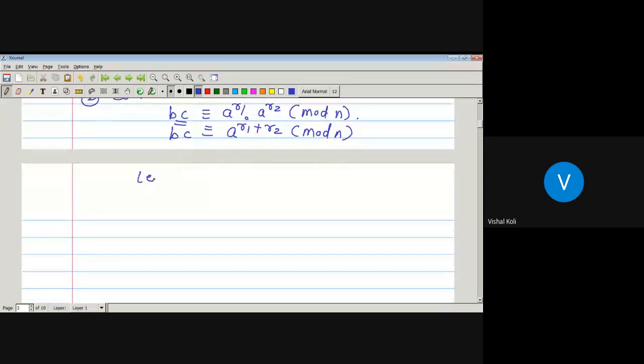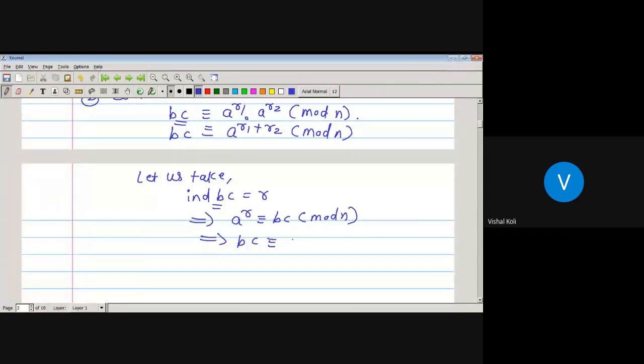Let us take the index of b into c equal to some r. If we take the index of b into c equal to r, then by the definition of the index of an integer a over modulo n, as here a is given to be a primitive root of n, and we have taken the index of b into c equal to r, then a to the power r is congruent to b into c modulo n. And we know that if a is congruent to b modulo n, then b is also congruent to a modulo n. That is, b into c is congruent to a to the power r modulo n.